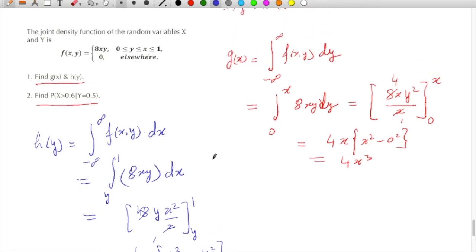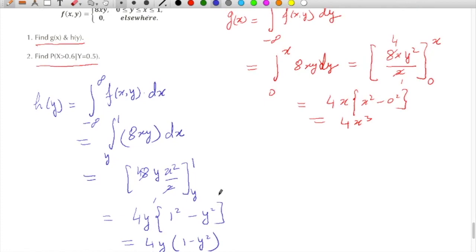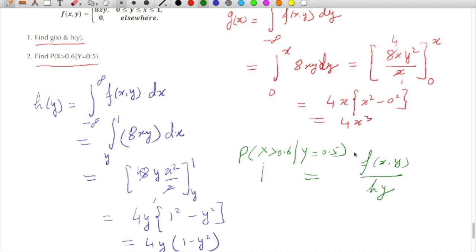Now these are two marginal distributions, but when we have to find out the value of the probability, we have to find P(x more than 0.6 when y is given as 0.5). So for this we have to see the function f(x,y) upon h(y), which we have to integrate over dx from 0.6 to 1.0 for the specific value of y equal to 0.5.